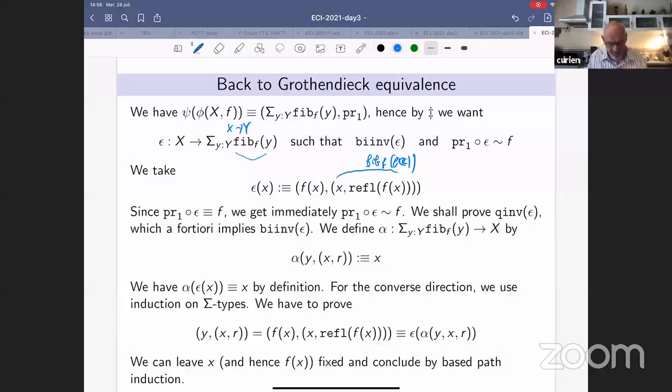Then by definition, you see that if I do epsilon and then the first projection, what I get is F of X. Hence, I get this for free: PR1 composed with epsilon is equal to F, even definitionally, so a fortiori homotopic to F. So now we need to prove that this guy is bi-invertible.